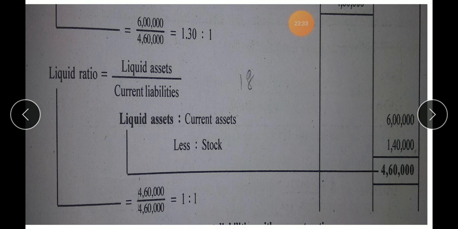And then if we present these figures in the formula of liquid ratio, which is liquid assets upon current liabilities. So liquid assets is 4,60,000. Current liabilities you can see here, it is 4,60,000. So the answer is 1:1 again. And this is the answer for liquid ratio. Yes, and that's all. Here we complete illustration 15 as well.